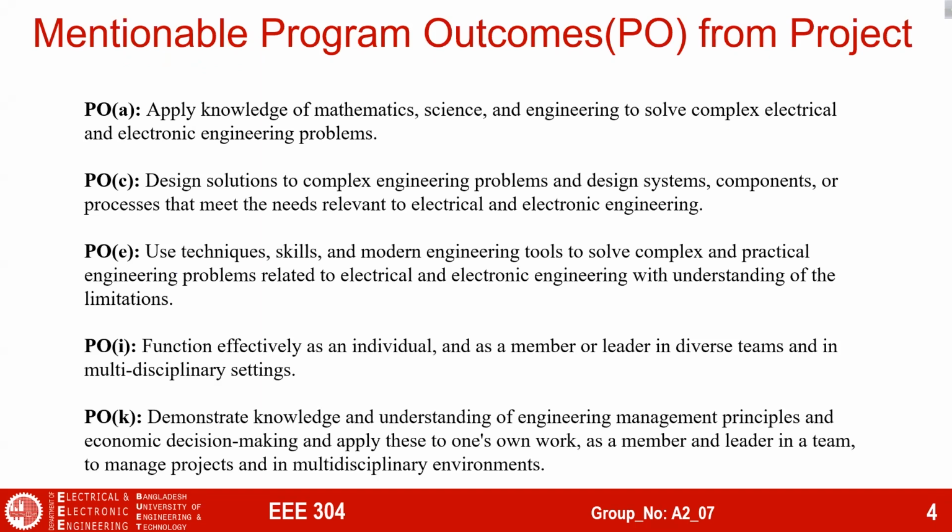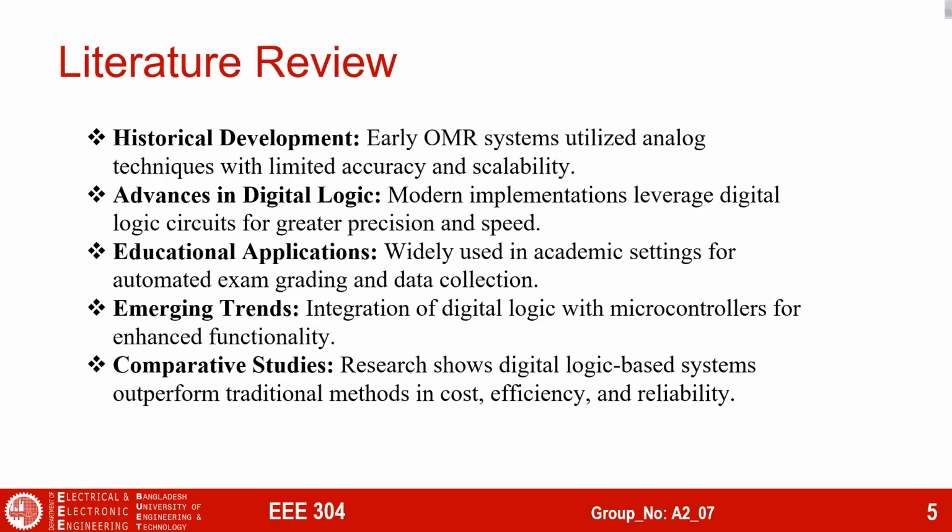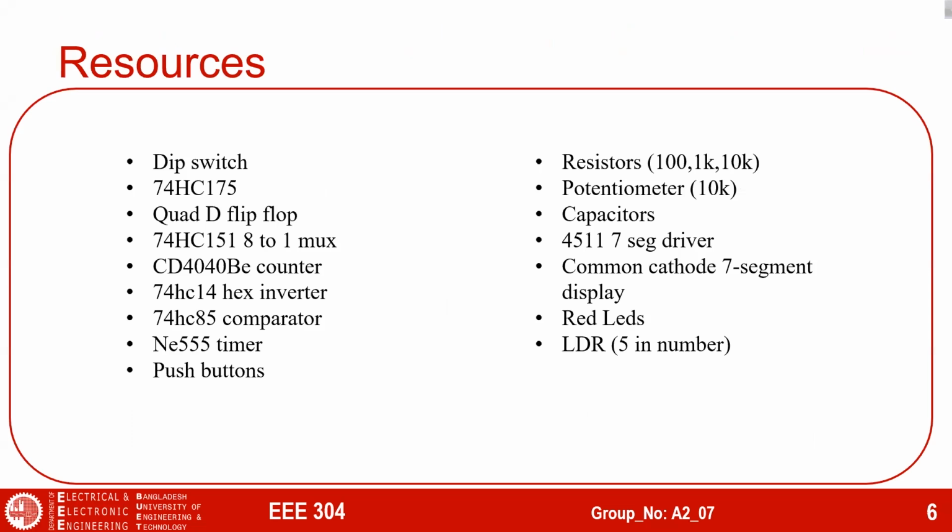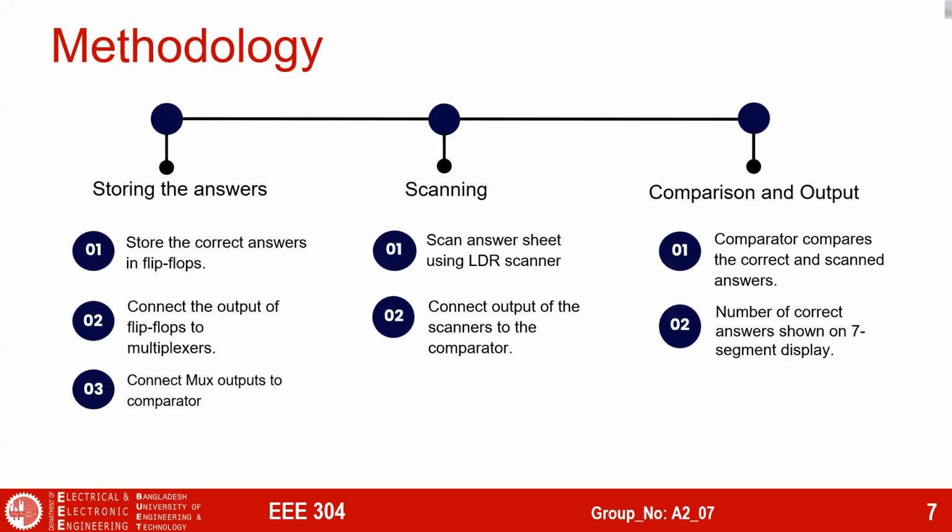These are the project outcomes that have been covered roughly by our project. These project outcomes are relevant to our course 304. Here, we have discussed briefly the background of OMR, its current application, and the challenges it is currently facing. These are the specific resources, integrated circuits, and other electric components that we have used in our project.